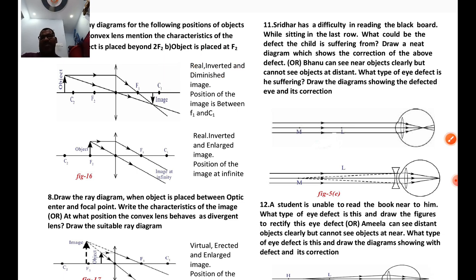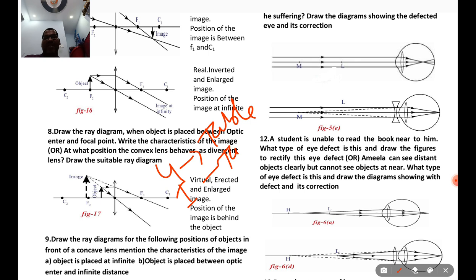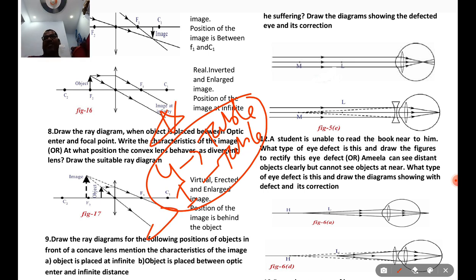Okay, next, draw the neat diagram, object placed at optic center. So remember, there is a table in your textbook. Study the 4th lesson, at the end of the lesson we have a table. Also in the 1st lesson, at the end of the lesson we have a table. There can be an expected question based on the ray diagram from the table: different positions of the object, different positions of the image, and characteristics of the image. Study the 1st lesson and 4th lesson tables together. 100% expected question will be from the tables, right? Either to draw the diagram or to explain the position of the image or characteristics of the image.